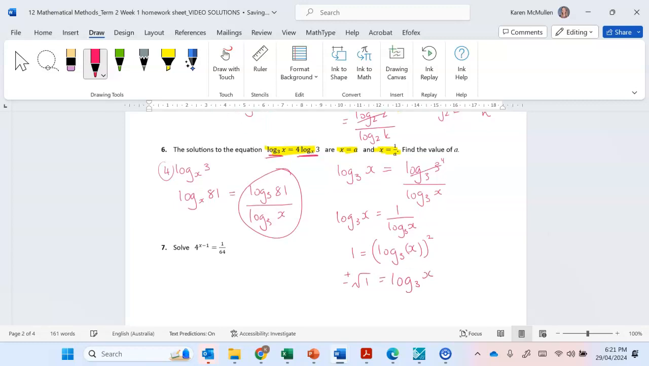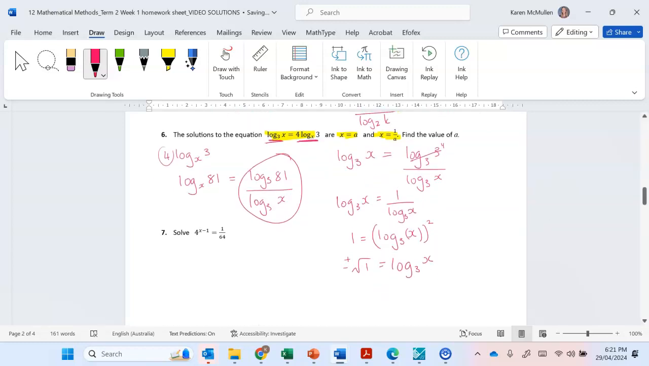All right, so I'm taking more space than I wanted to. So let's put that x onto the left-hand side, plus or minus 1. To get rid of log base 3, we take base 3 of both sides. So x is going to be 3 to the power of 1, and x is going to be 3 to the power of negative 1, which is 1 over 3. So the value of a in this format is going to be 3.